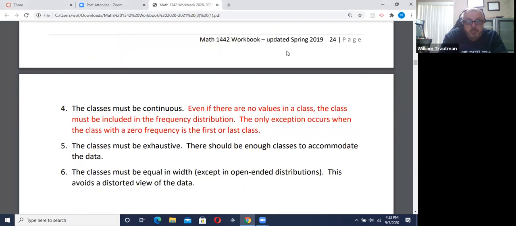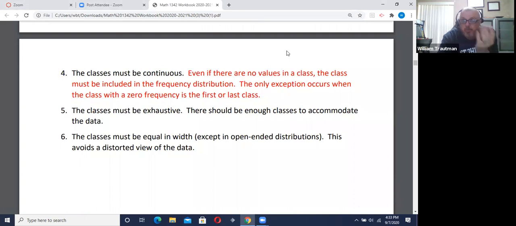The classes must be continuous. There should be no break in numbers. The class must be exhaustive. That just means there needs to be a place for every data point.